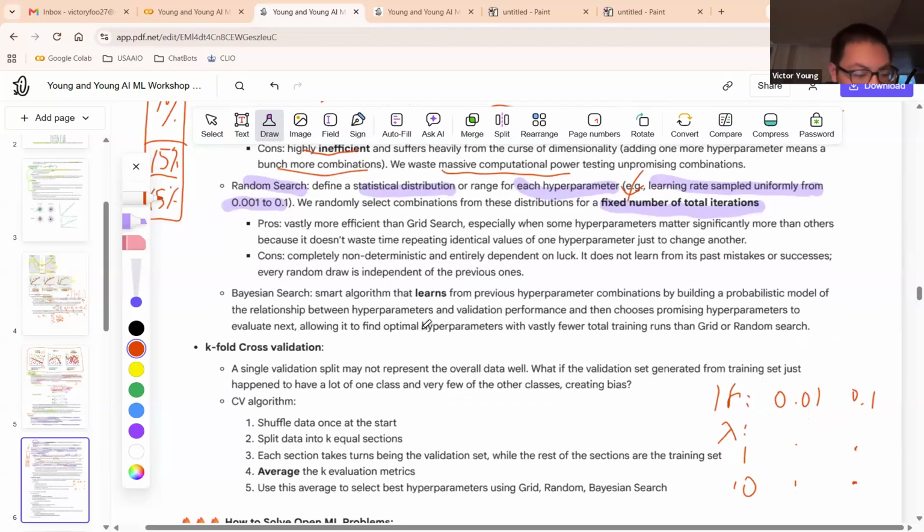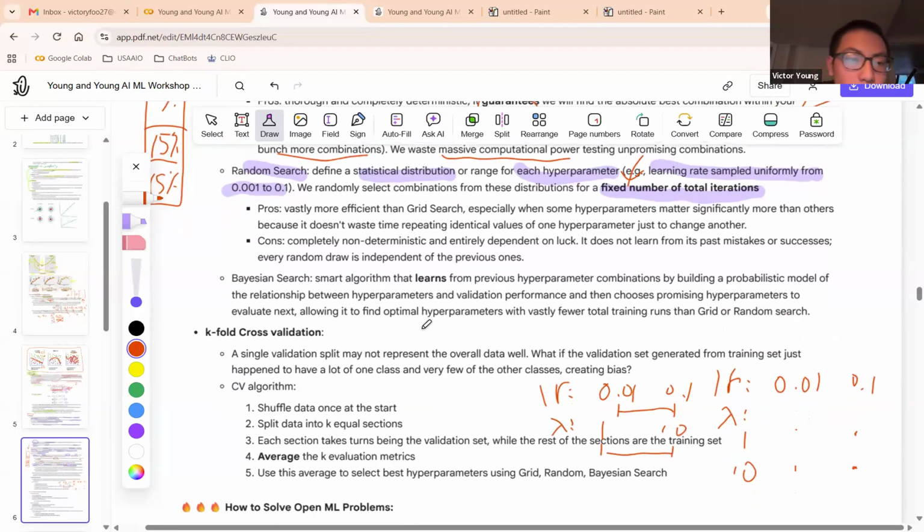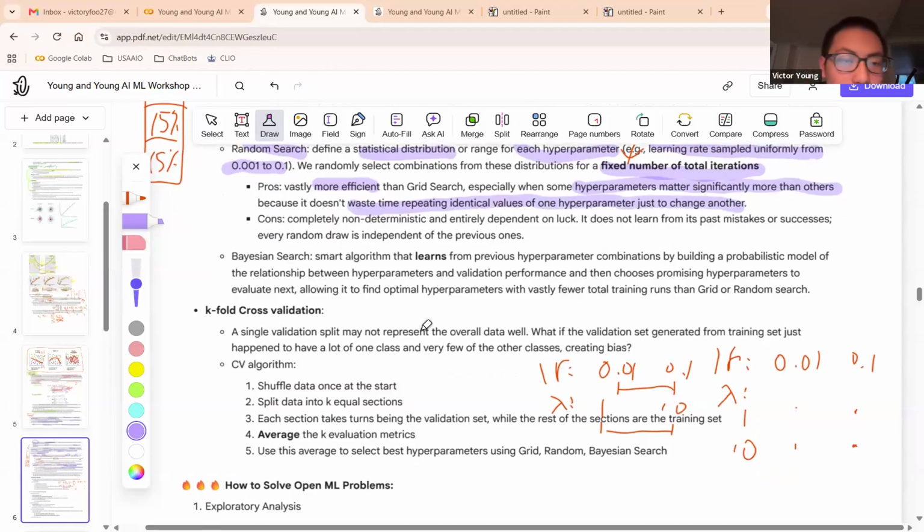So basically for random search, for example, the learning rate is 0.01 to 0.1. We just pick a random value. And then the regularization strength is 1 to 10. We pick a random value. And we do this 50 times, let's say. So the pros of this is that it is much more efficient than grid search, especially when some hyperparameters matter significantly more, because we do not waste time repeating identical values of one hyperparameter to just change another, right? That's what grid search is doing.